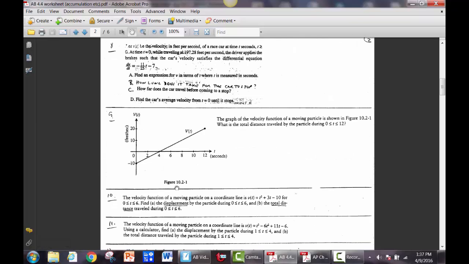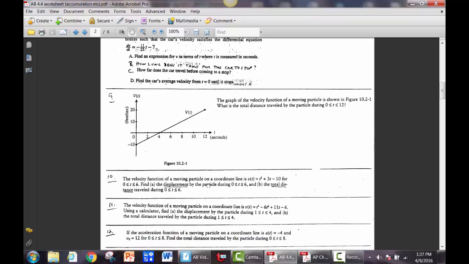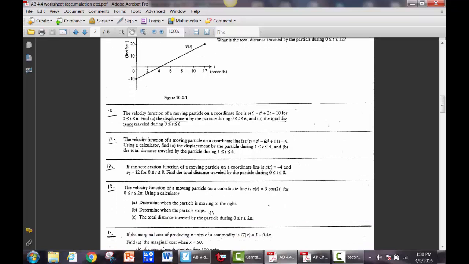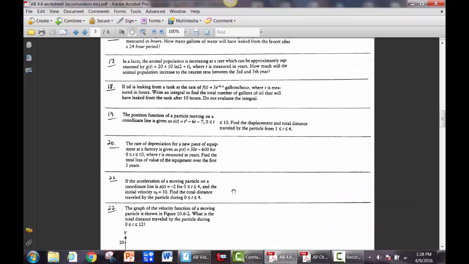Find the distance traveled, that's total distance. How far is the total distance? Total distance, displacement, which is your net change as opposed to total distance. They want both here. Here they want displacement again and total distance. Here they just want total distance, etc. So these are kind of mixed in.